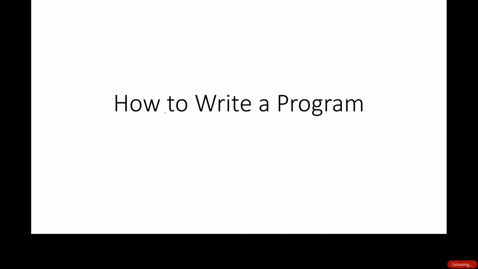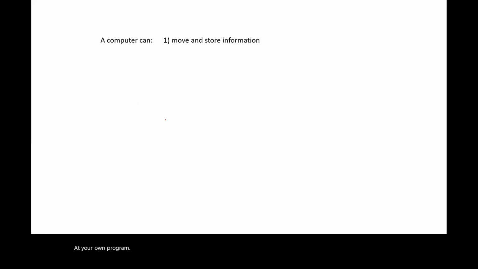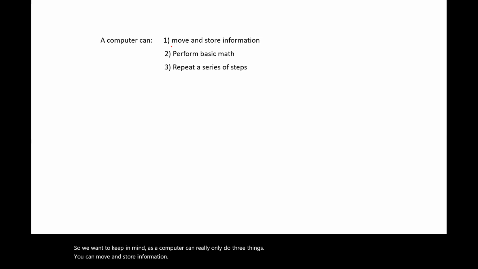Time to write your own program. So what you want to keep in mind is a computer can really only do three things. It can move and store information, do some basic math, repeat a series of steps. And you might disagree with me. You might say, wait a minute, I do a lot more than that on my computer.